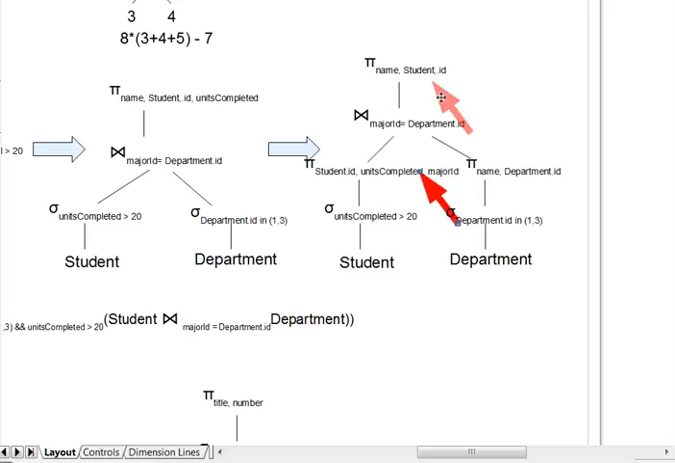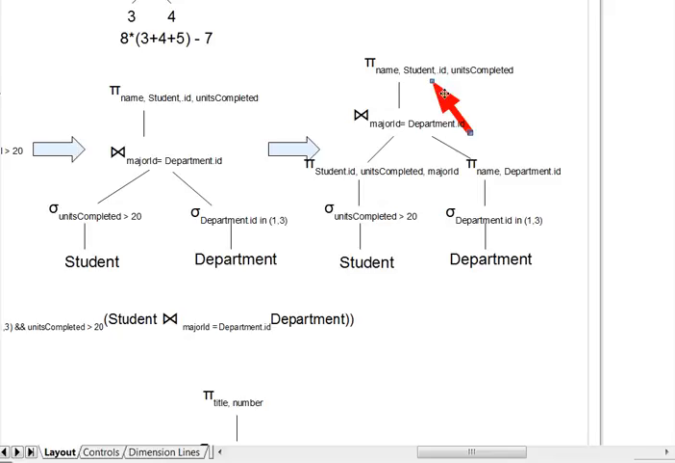And note that this also explains why we kept the original projection at the top of the tree. We need it there to clean up major ID and department ID once they are no longer needed. Now, I had units completed there since that was missing.